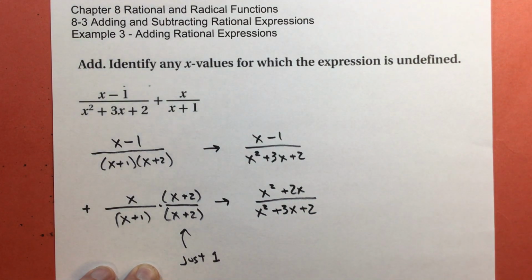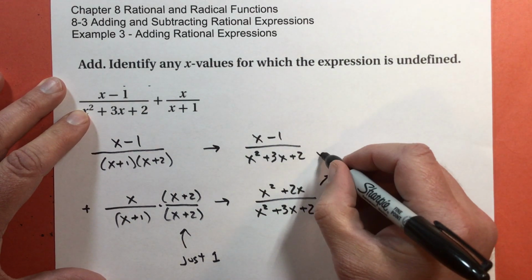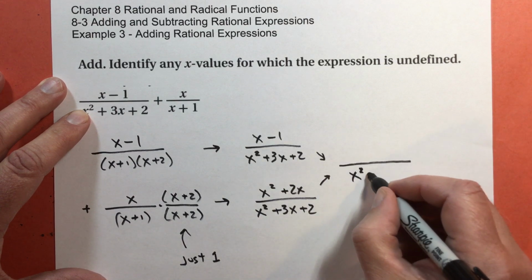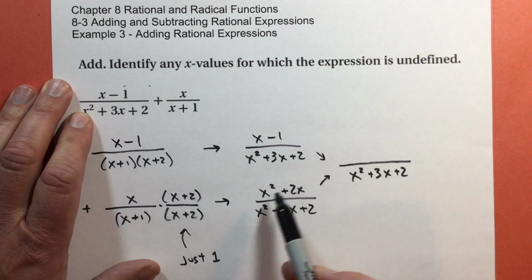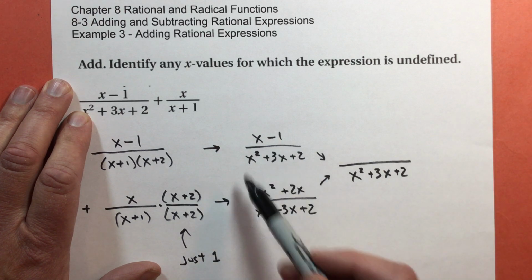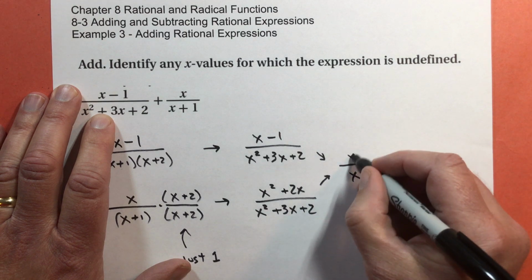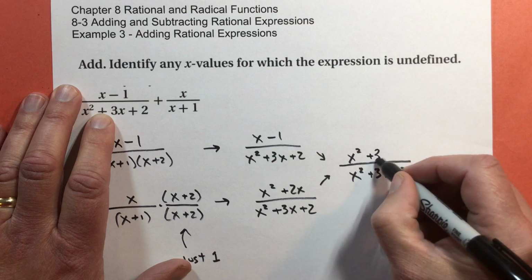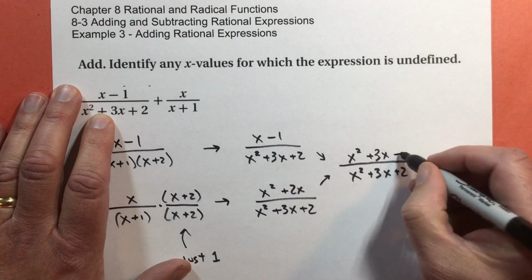And now I'm going to add, and this is where it gets a little awkward, but when I put them together, I'm going to draw an arrow here. I get still x squared plus 3x plus 2. That denominator stays the same, but now I'm going to add x minus 1 to x squared plus 2x. I'm going to write them in order, so I look for the biggest exponent. That's x squared. Then I've got x plus 2x, which is 3x. And of course, negative 1.